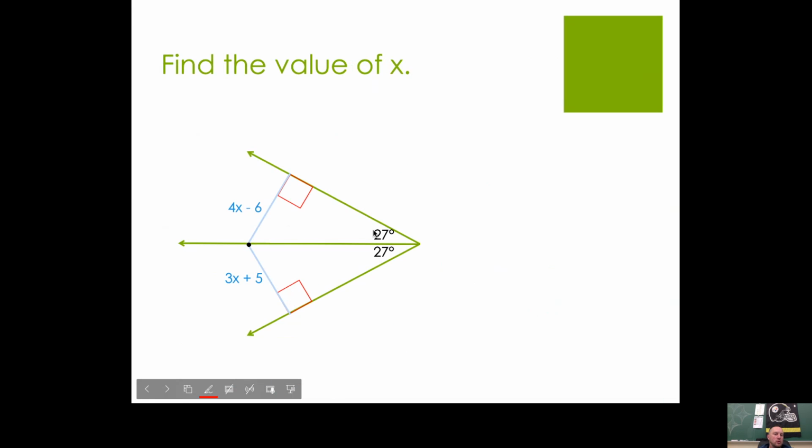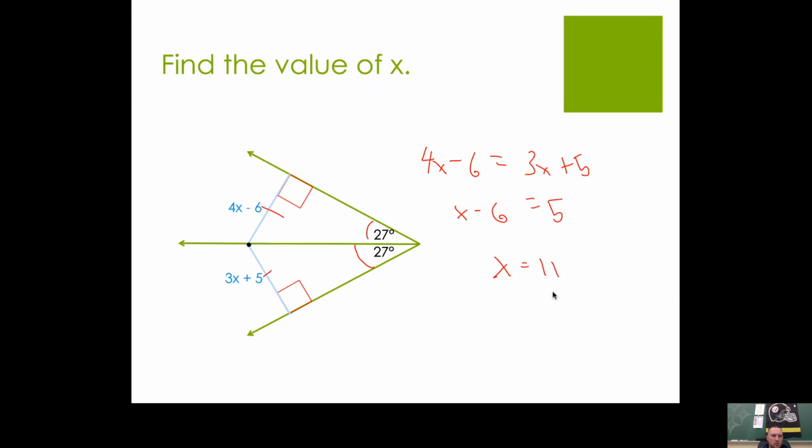Here's an angle. Notice how this angle is bisected. These two little pieces are the same, so the big angle is bisected. What do you know about these distances along a right angle? They better be the same. 4x minus 6, 3x plus 5. You don't know what they are, but they need to be the same.